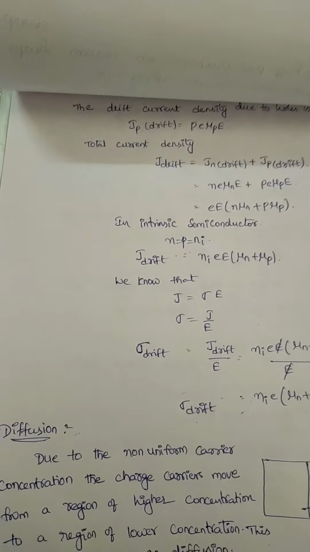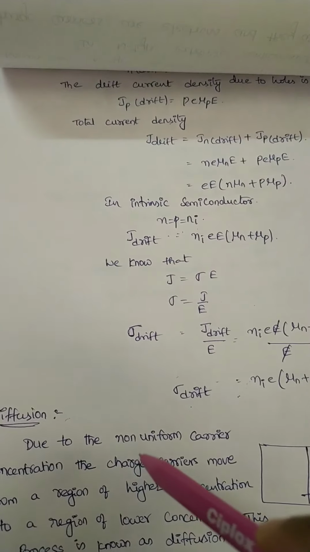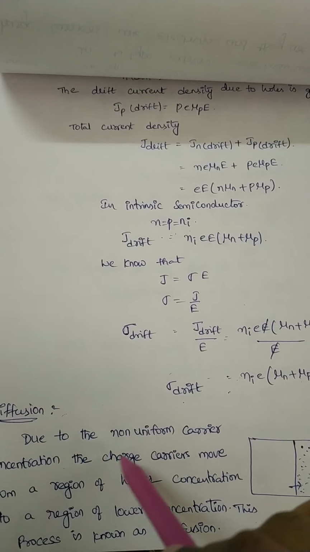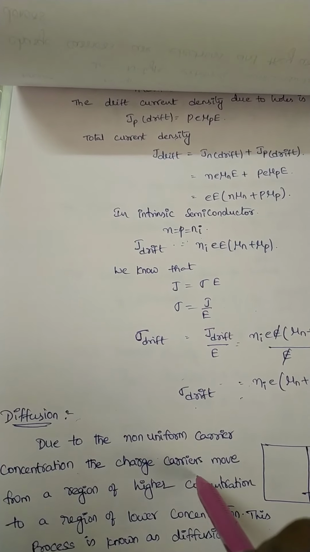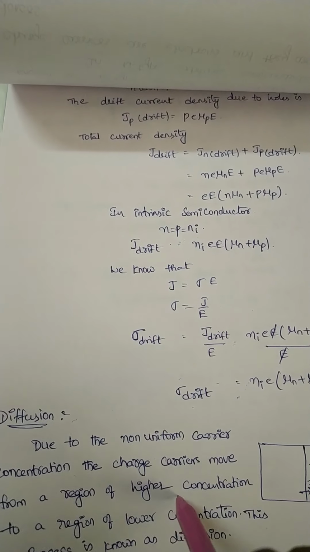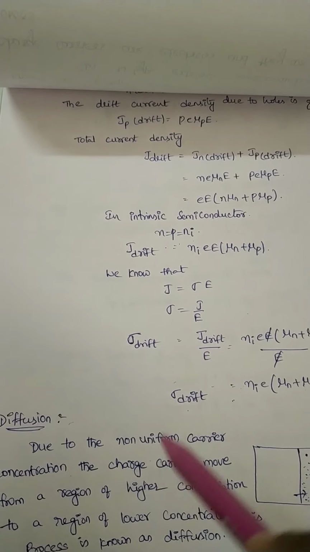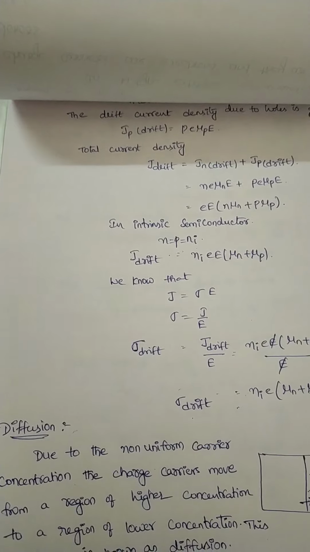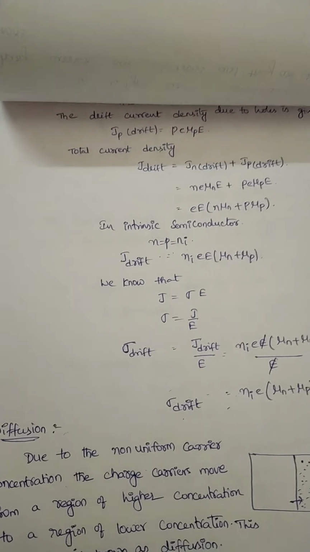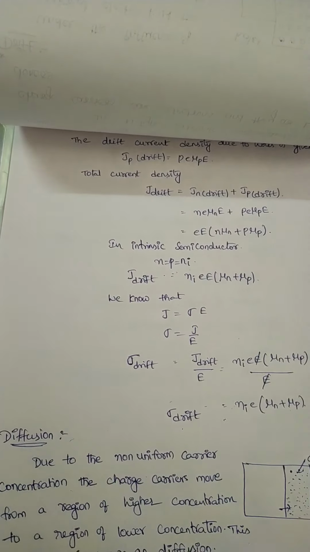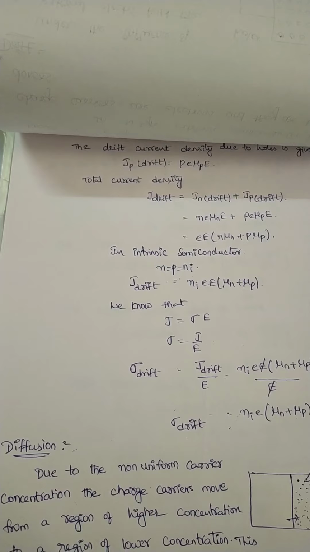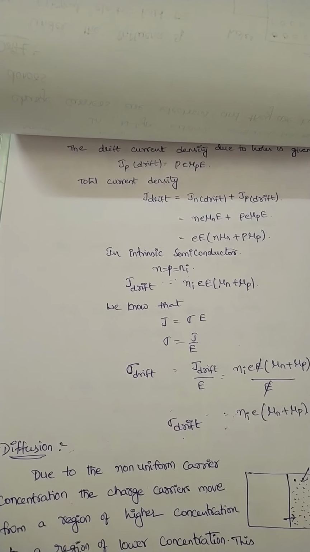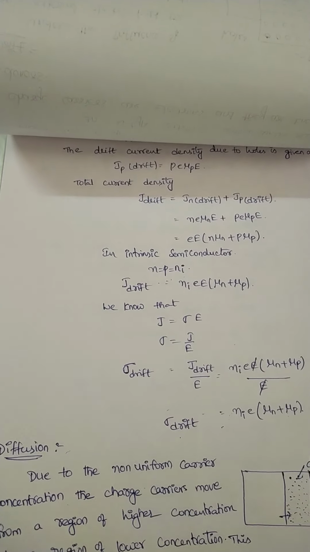Due to the non-uniform carrier concentration, the charge carriers move from a region of higher concentration to the region of lower concentration. So let us consider a glass with water, and whenever we pour some sand in it, what will happen? The water will be excessed. That means we are pouring from the higher region to the lower region.